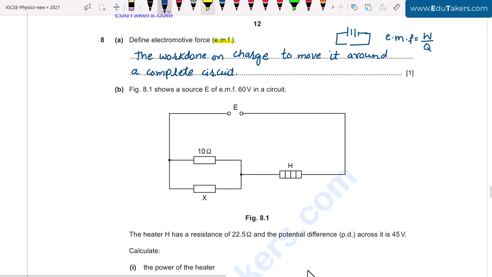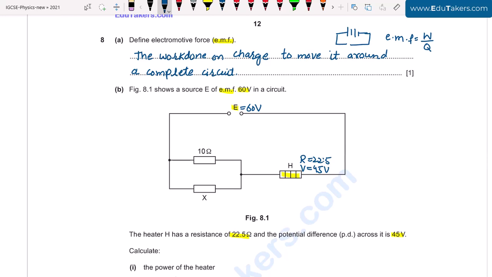Part B. Figure 8.1 shows a source E of EMF whose EMF is 60 volt in a circuit. So here is E and its EMF is given that it is equal to 60 volt. The heater H has a resistance of 22.5 ohm. Here H is heater and its resistance is 22.5 and the potential difference across it is 45 volt. So here across the heater V is equal to 45 volt and its resistance is equal to 22.5.